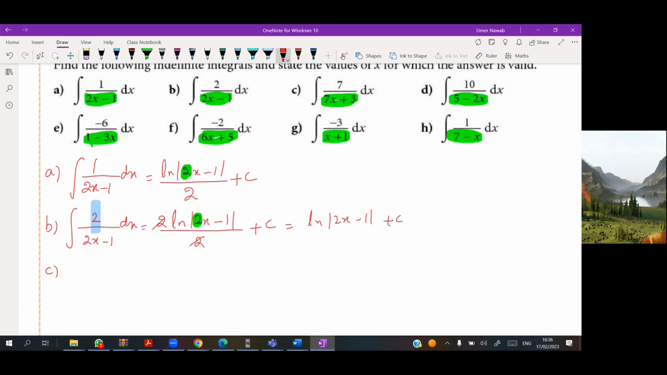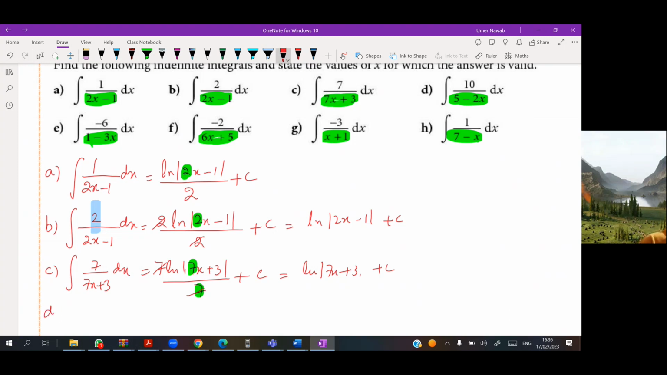Let's go to the c part. Integration of 7 over 7x plus 3 dx. Keep the 7 as it is because it is the coefficient. And ln of 7x plus 3 divided by 7 because the coefficient of x is 7. So we need to divide, plus c. 7 cancelled. My answer is ln of 7x plus 3 plus c.